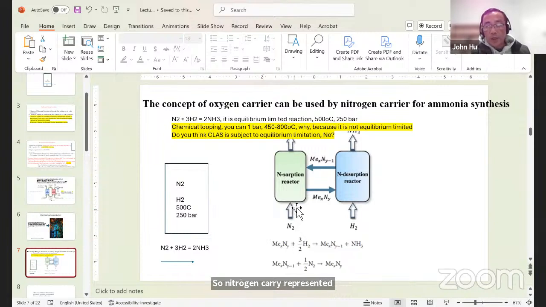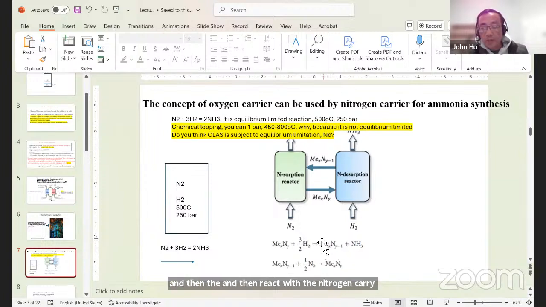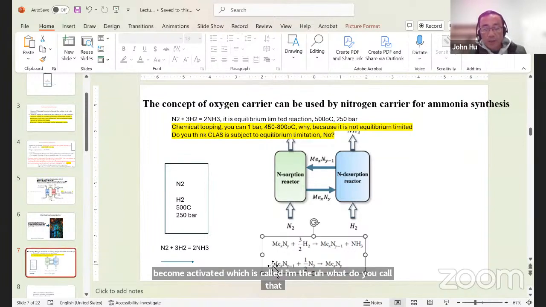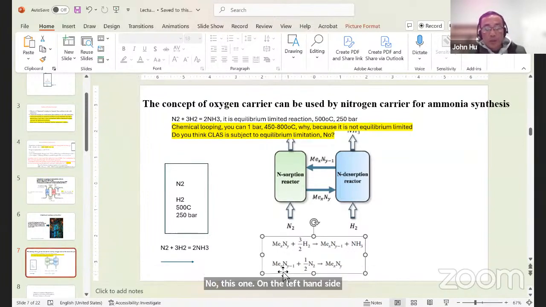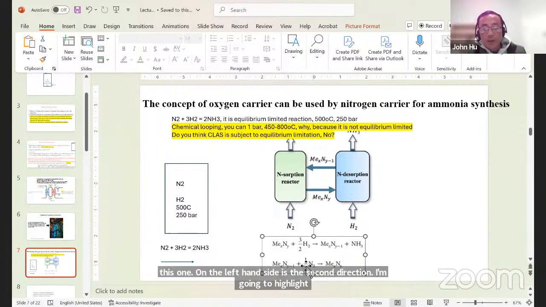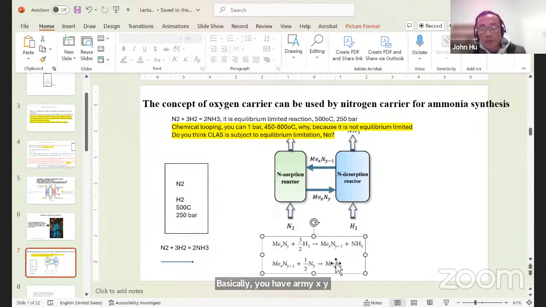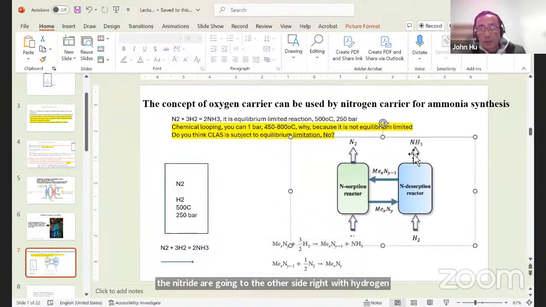On this side, nitrogen reacts with the nitrogen carrier and becomes activated. On the left-hand side is the second reaction. Okay, I'm going to highlight. Basically, you have MeXY plus nitrogen become MeXYN. This is called a nitride. So the nitride goes to the other side, reacts with hydrogen, and then the nitrogen comes out and forms ammonia. You see the ammonia come out.